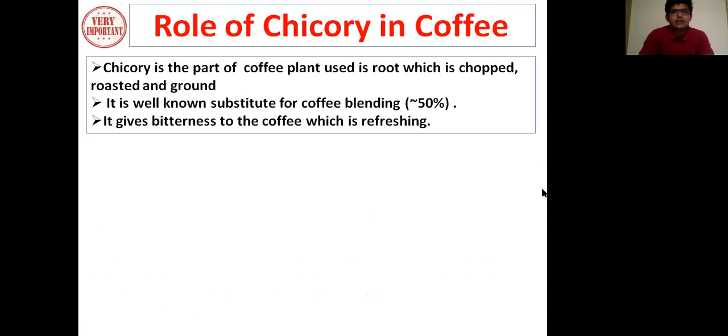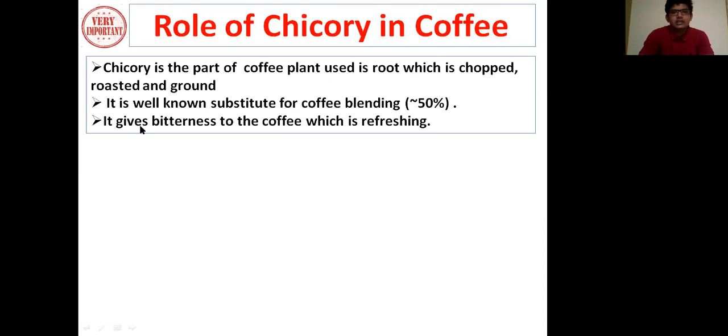So here we will see the role of chicory in coffee. Chicory is a part of the coffee plant. Used is the root, which is chopped, roasted and ground. It is a well known substitute for coffee blending. So here if you see the percentage, nearly 50% of a coffee powder contains chicory. What is chicory? Chicory is a plant part. It is actually a root which is chopped, roasted and ground, and then it is mixed in the coffee beans powder.